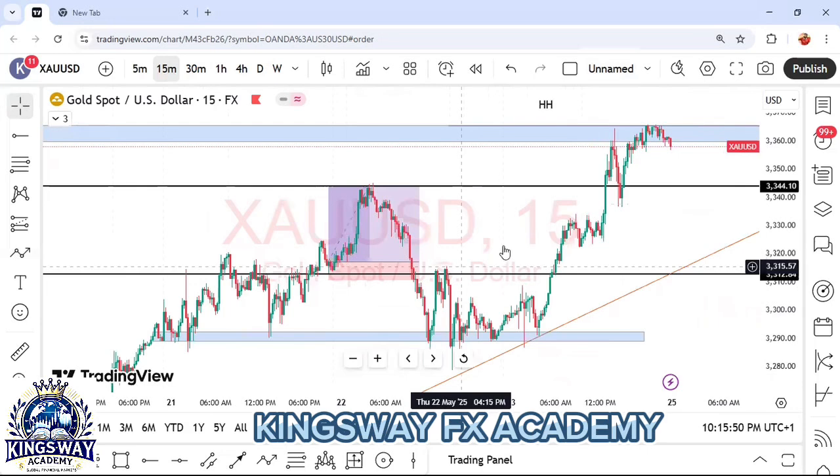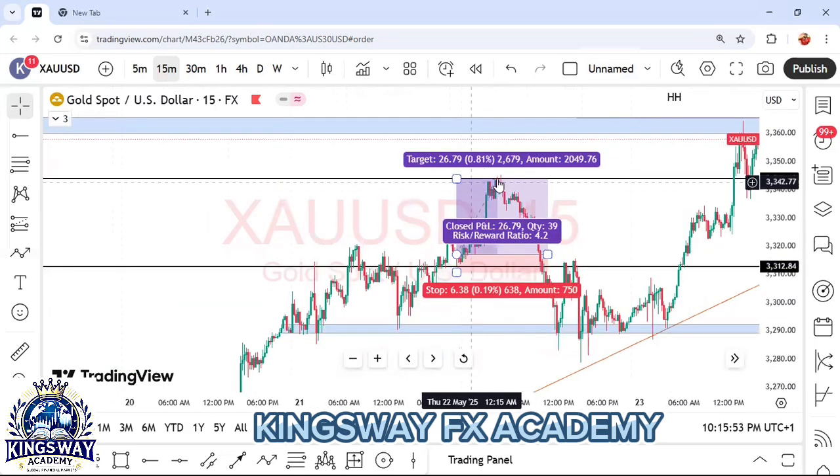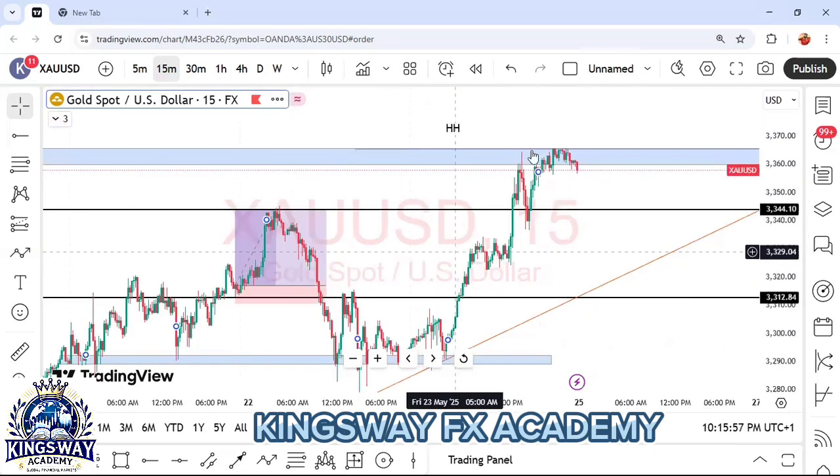So this was a break and retest of it. Then the next target was at this level. So this also gave me a 4:1. So these were the trades I took on the previous week.